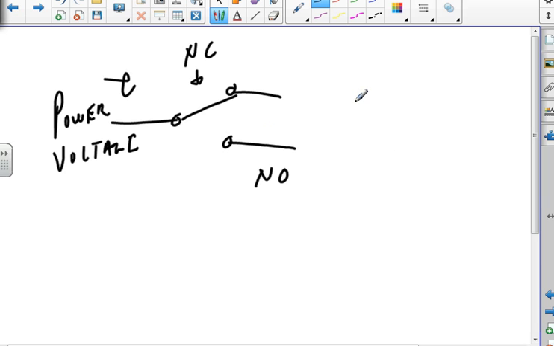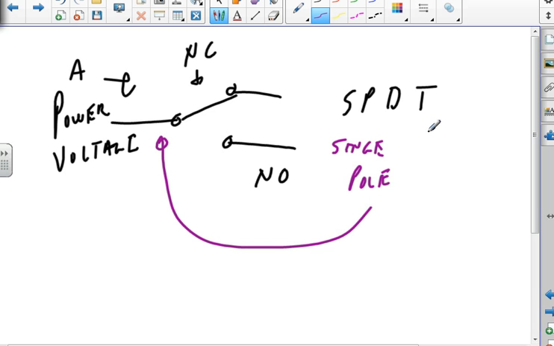We would call this single pole, because I only have one phase of power going in, but I'm double throw. So I can be either shut that way or shut that way. That makes it double throw. Single pole, because I only have one source of power, but I'm double throw. I can spell throw. Is there a T at the end of throw?